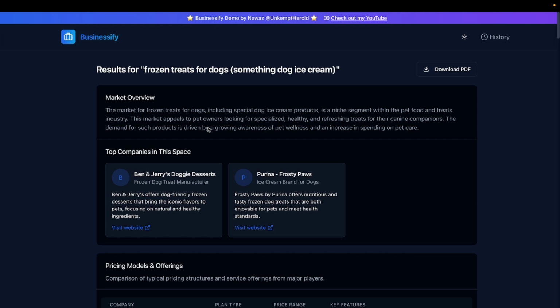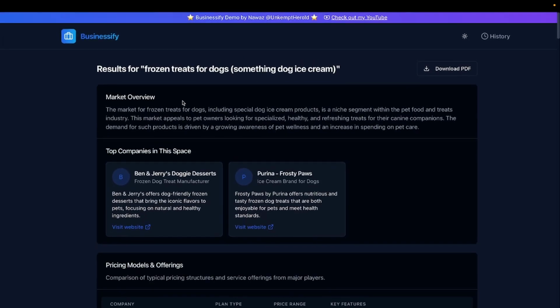So you sit down at the table and ask, what if we make some frozen treats for dogs, maybe some sort of dog ice cream? And then we get all of this information. This is a long document, so I'll try to be as quick as possible. We've got this market overview, the market for dog treats, telling you about the niche segment: specialized, healthy, refreshing treats, growing awareness for pet wellness, and an increase in pet care. This is a little market review.